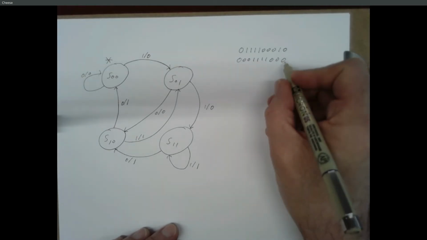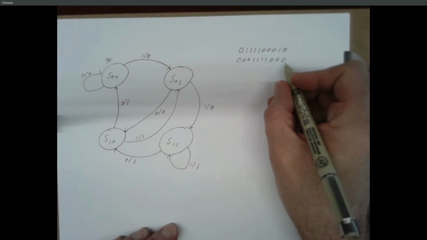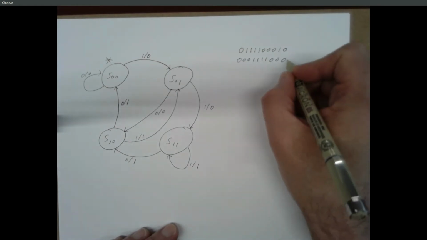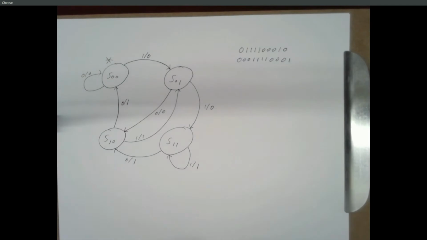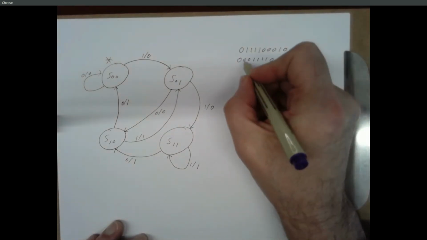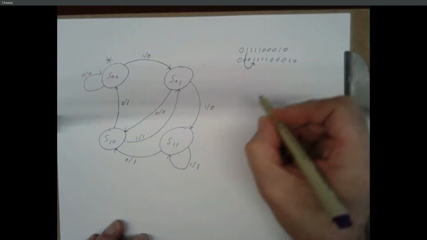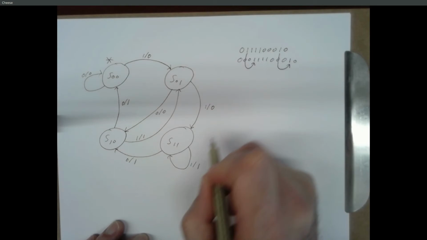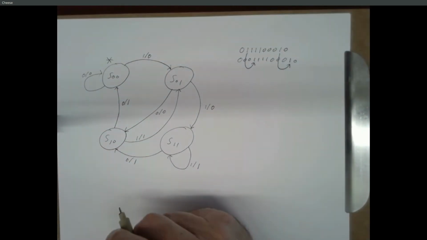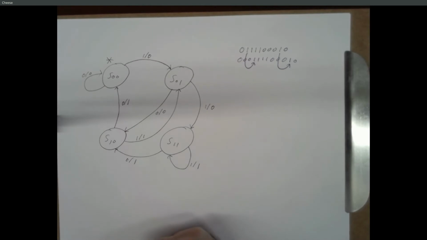Did anybody go beyond this and see what the next output bits were? The next output's 1. Yeah, the next output's going to be 1. And then 0. And then 0. So this is a 2-bit right shift or a 2-bit delay. Takes your input and 2 clock ticks later it pops out.